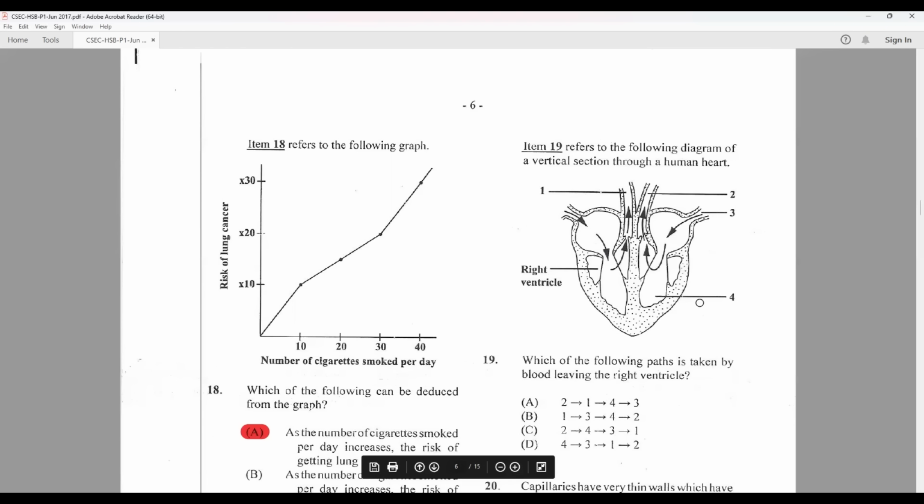Remember that 4 is the left ventricle. This needs to contract to squirt the blood out of 2. So your answer is B. Remember, 4 has to contract first to squirt the blood out of 2.